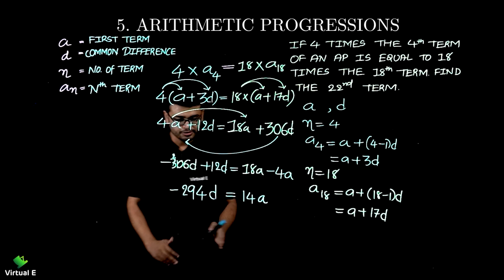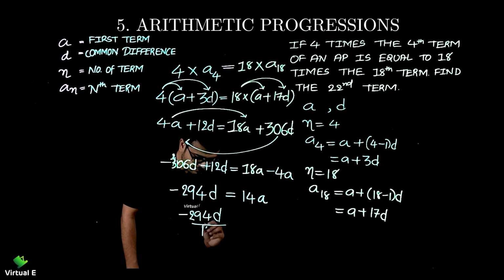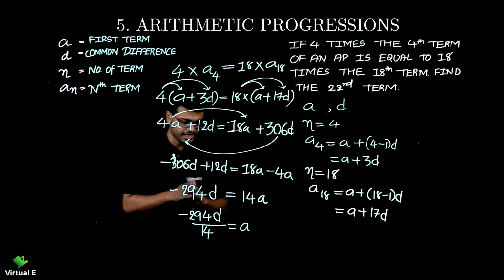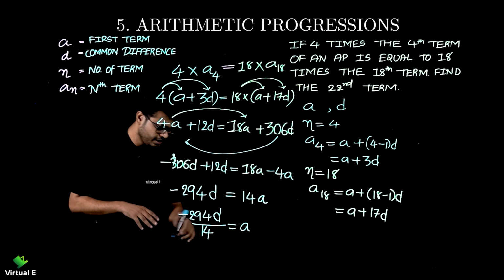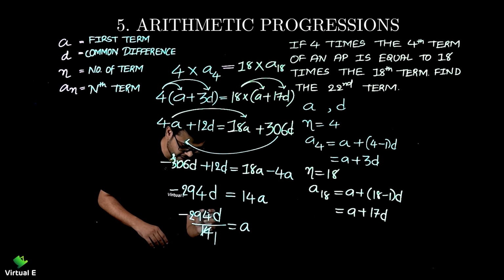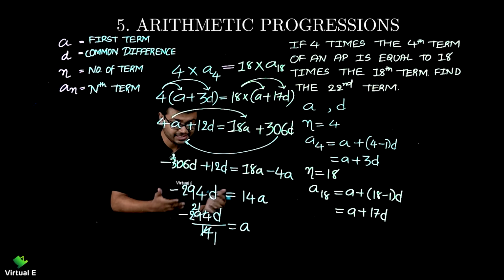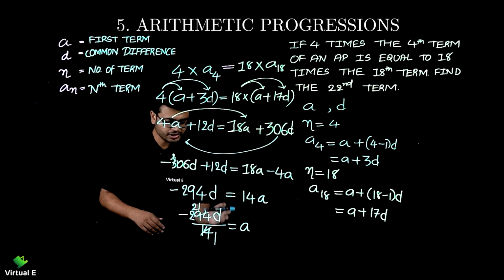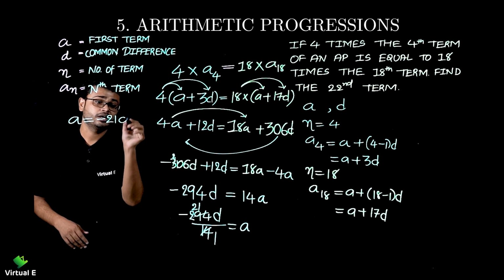So what we are going to do, this 14 will come into the denominator, so minus 294D as it is and 14 over here, so A. Now what shall I get? Do cancellation over here. Can we use the table of 14? Yes, we can use it. 14 ones are 14, 14 twos are 28, and so on. Oh, we are getting 0 as a remainder. So A is equal to minus 21D.